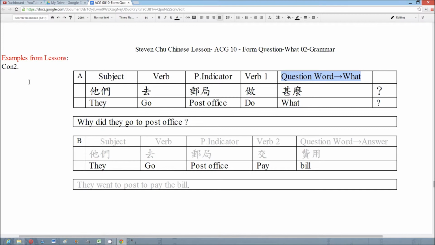And the answer is 他們去郵局交費用. They went to the post office to pay the bill. Subject, verb, place indicator, verb, and then the answer. And you can see that we use the answer to replace the question word what. And you may also find that we have used different verbs in the question and the answer.